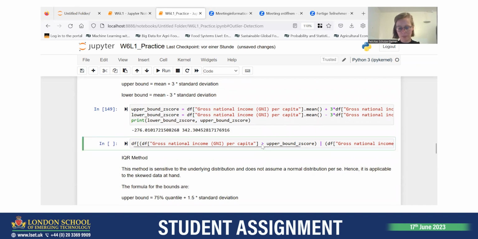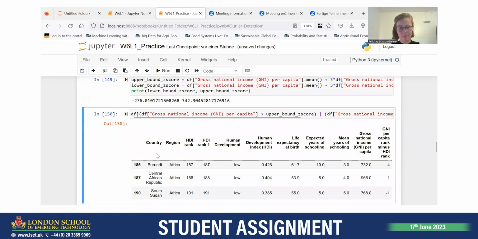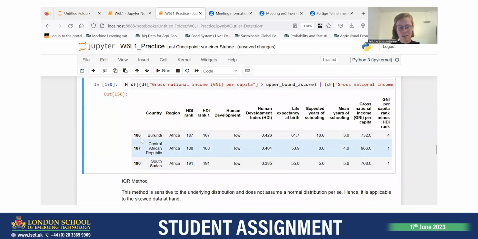It doesn't harm. So now I filter the data column GNI according to the upper and lower bound. So it will show any values that are above the upper bound and any values that are below the lower bound due to the indication of the OR parameter. So you can see this applies to 3 countries, Burundi, Central African Republic, and South Sudan, which have pretty high GNI values.